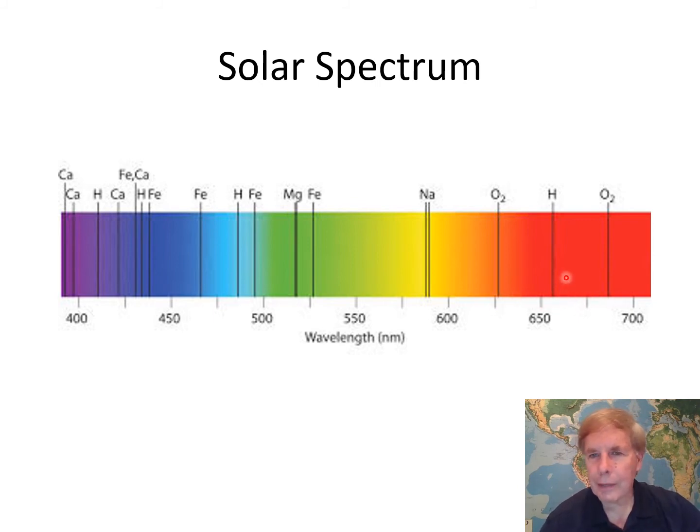Notice there are hydrogen lines throughout this thing. These are due to actual transitions that electrons are making in the hydrogen atoms. Notice there are also iron, that's Fe, magnesium, that's Mg, and calcium is over here, several calcium lines. So this is what a spectrum actually looks like. This is an absorption spectrum.